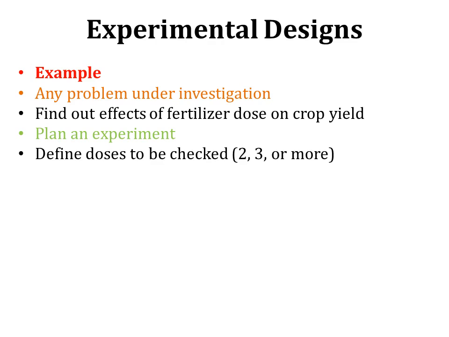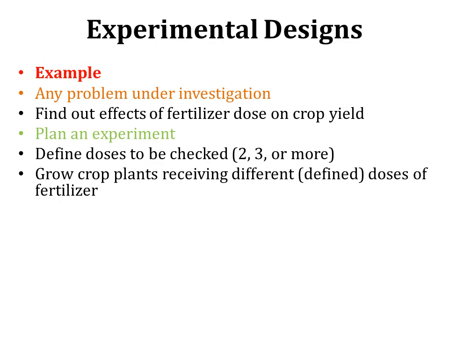And the next part of your experiment is to grow crop plants receiving different doses of fertilizer that you have defined in planning your experiment, right? So you define different doses of fertilizers, and then you grow the crop plants and you give different plants different doses, and you see the effects.